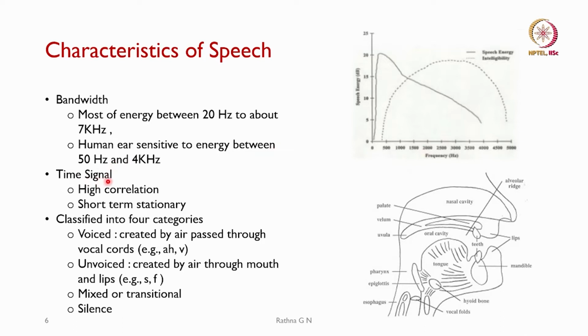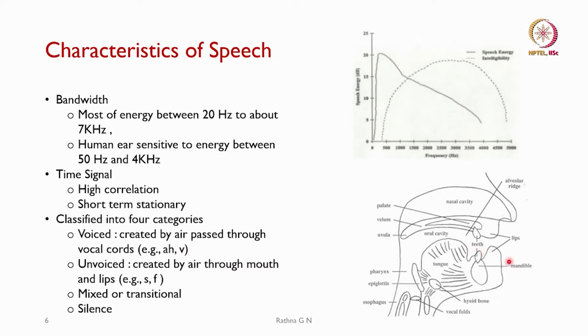The next one is based on the time signal. We say that it is highly correlated, and speech is short-term stationary. So, for a while we can consider it stationary, and then we can process the signal. We classify the speech into 4 categories. One is voiced, which is created by air passed through the vocal cords. Examples are sounds like ha, we, you will see that.